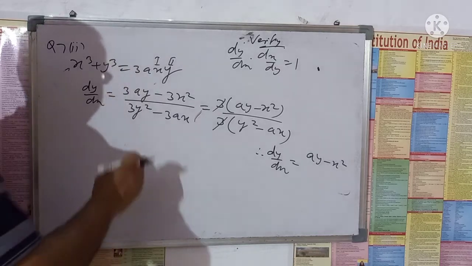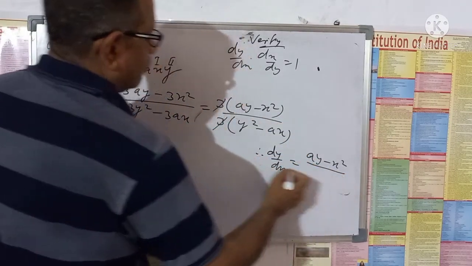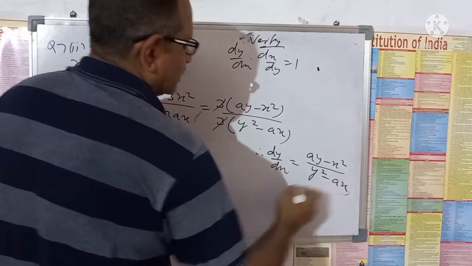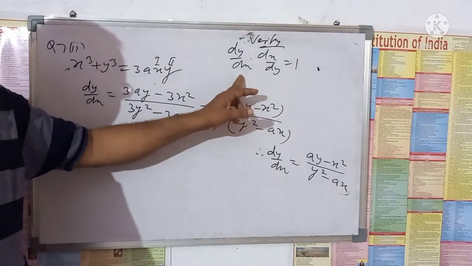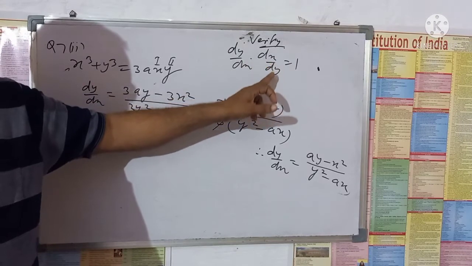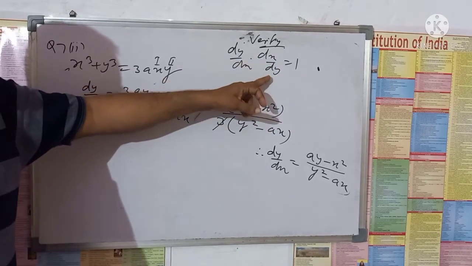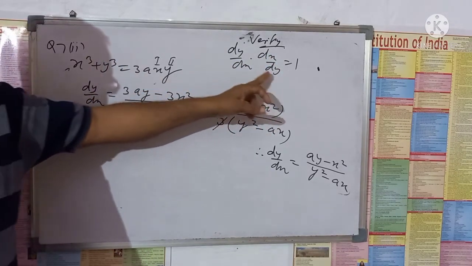So dy by dx has come out as (ay minus x square) upon (y square minus ax). Here we have found dy by dx. Now we have to find dx by dy and then multiply. So how can we get d by dy of x? Differentiating both sides with respect to y.